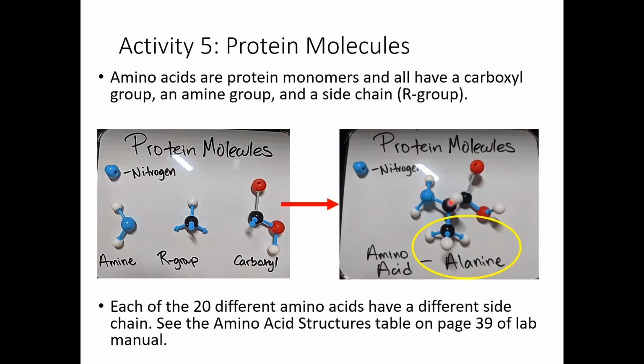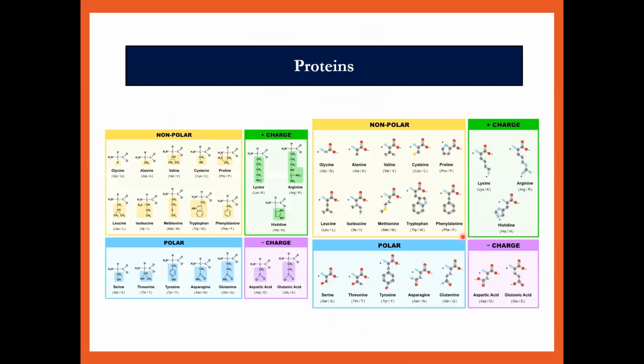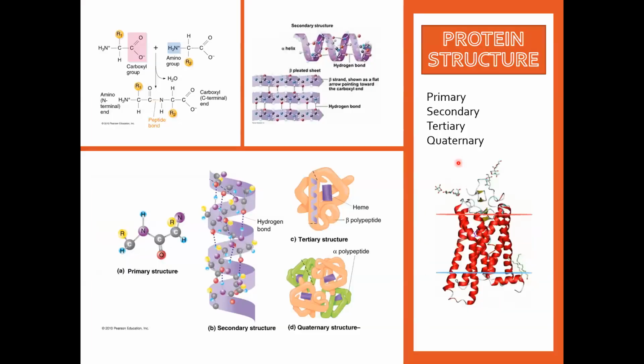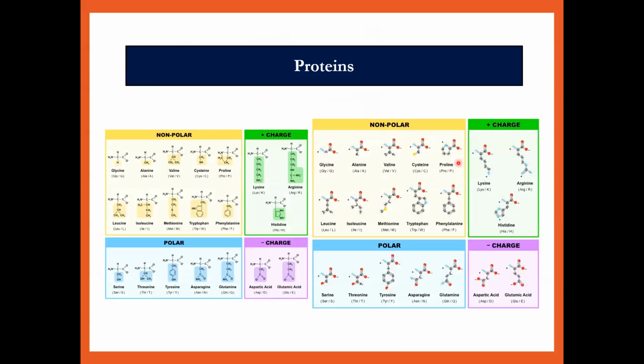This is your amine group, your CH, your carboxyl group, and here is your R group for alanine. Alanine is going to be a carbon and 3 hydrogens. So if we go back here, alanine is a carbon with 3 hydrogens, yes. Okay, so that is how you would build an amino acid. Each of the 20 different amino acids has a different side chain. And you can look at these in your lab manual on page 39 if you would like, or you can use these images here to look at them.